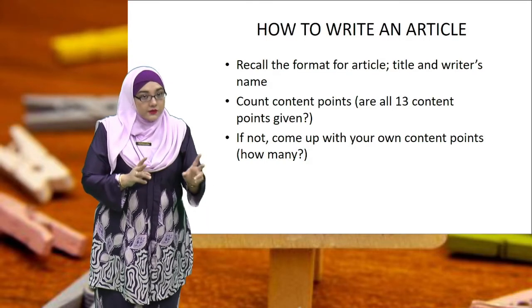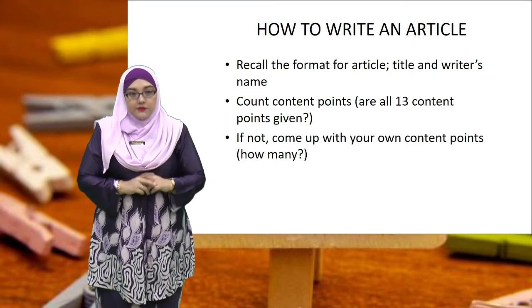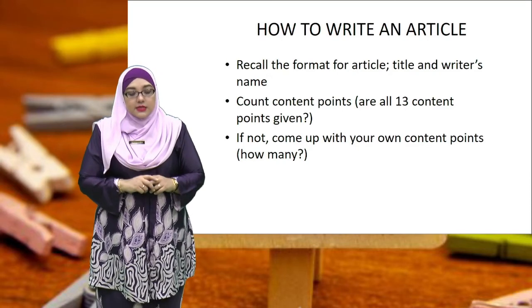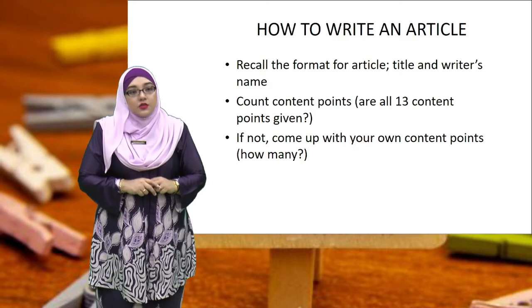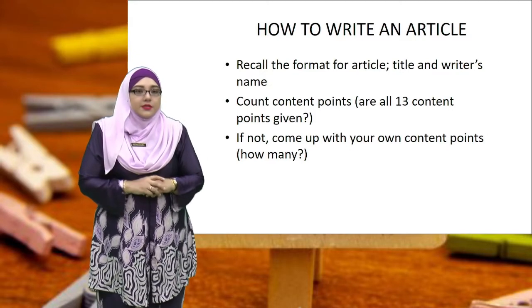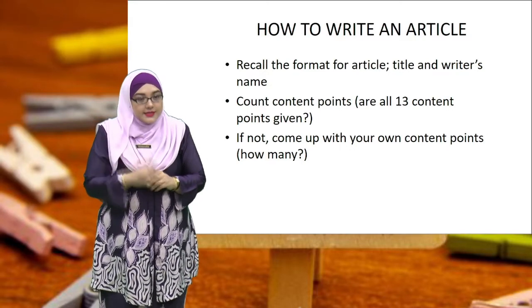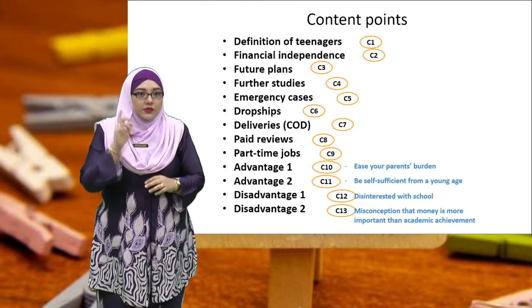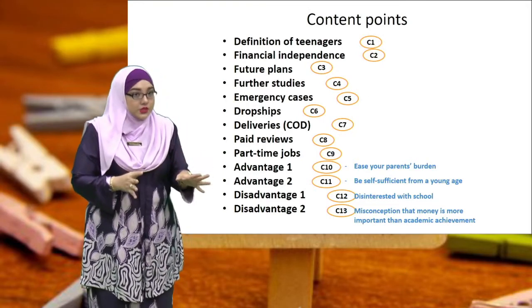For other formats, there are 12 content points because there are 3 marks for format. But for article, since there are 2 marks for format, so you need to come up with 13 content points. Alright? Okay, next. Okay, so those are the content points from the question.